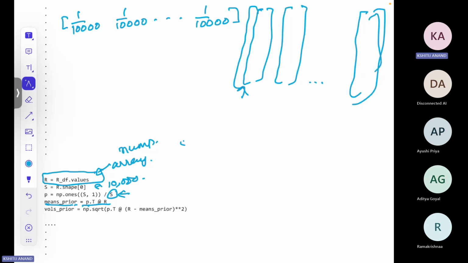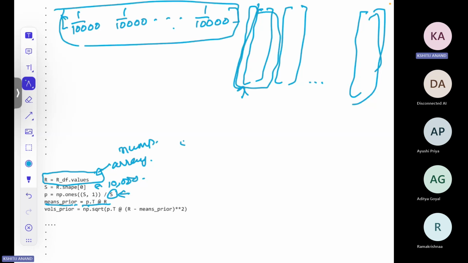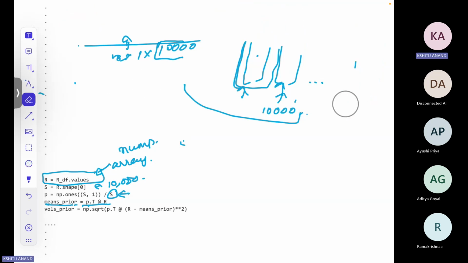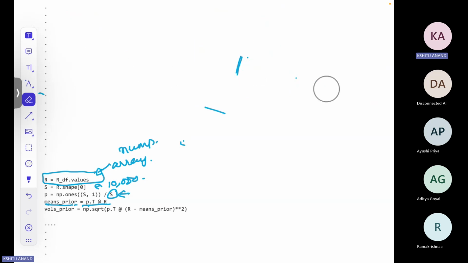Now, how do you do matrix multiplication? This is how you do it, right? This into this. So when you are multiplying these two matrices, you are basically getting the mean return of asset 1. When you are multiplying this matrix and the next column, you will be getting the return of asset 2. Got it? And that is how you get it. So this is 1 into 10,000, and this is 10,000 into 10. So when you multiply these two matrices, you get the expected return of all the 10 assets. Got it? How you are getting the expected return of 10 assets, everyone?